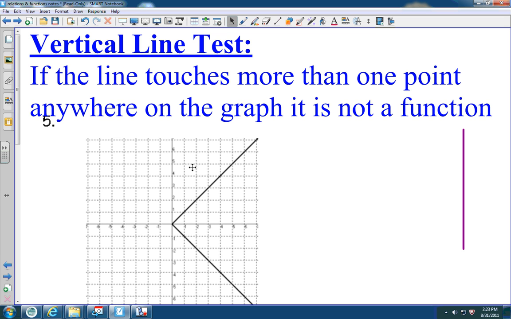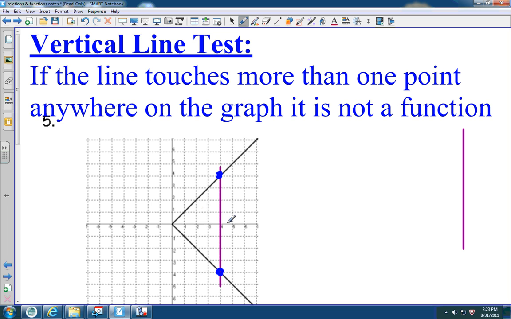Here's my graph right here. Okay, the line goes like this. I've got my vertical line right here, and I'm going to bring it over and put it right here. Now, this vertical line touches in two spots. It touches here on my line, and it also touches down here. According to this definition up here, that means that it is not a function.